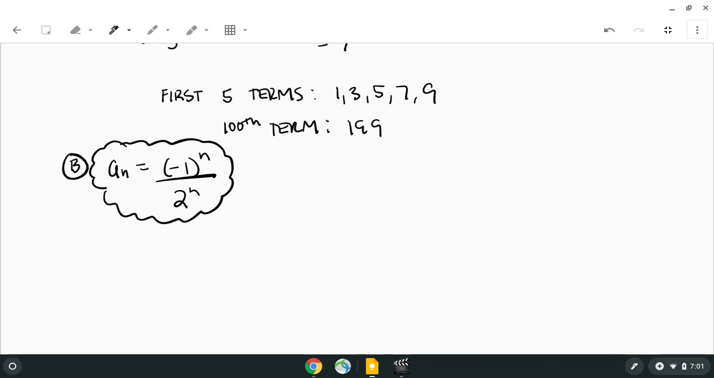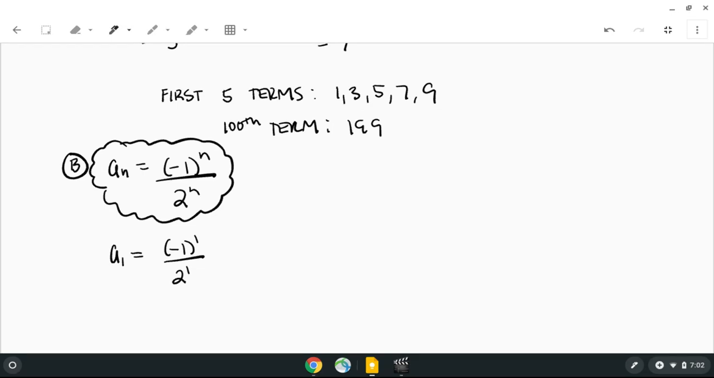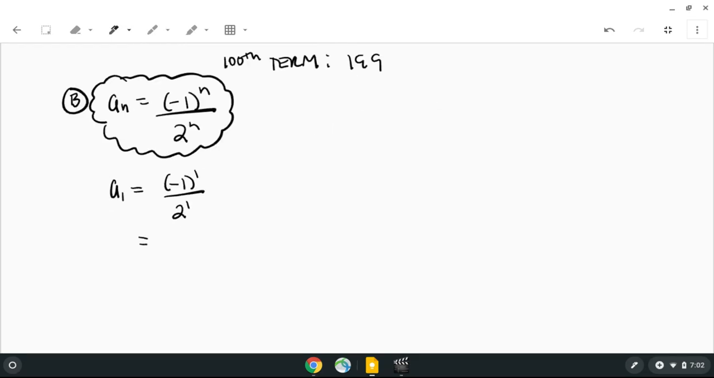Okay, all right, so let's go ahead and find the first term, a1. So we plug in 1 for n, and we have 2 places for n. Here, we're going to plug in 1, and here, we're going to plug in 1. Okay, so we're going to get (-1) to the first power, 2 to the first power. So (-1) to the first power is -1, and then we get 2.